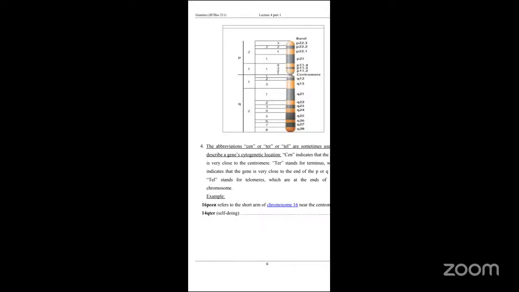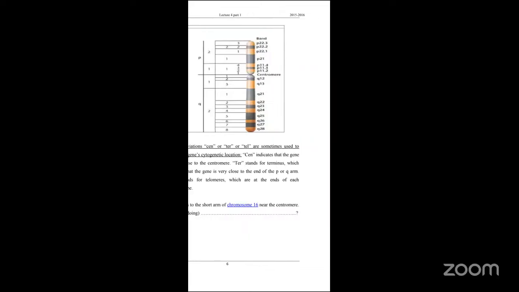And another is we have to use an abbreviation like CEN, TEL or TOR. Based on that, we can know where the chromosome is actually located, whether it is near the centromere, near the telomere, or close to the terminus. So this is how you have to find out or locate the gene on the chromosome. This type of gene mapping is called cytogenetic mapping.